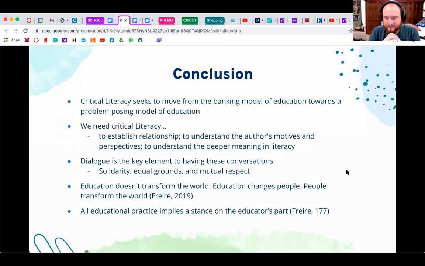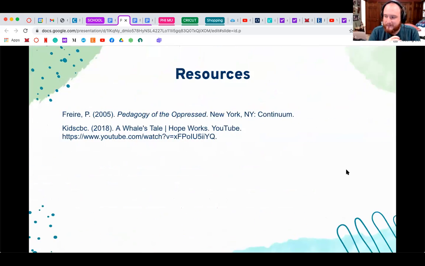And all education practice implies a stance on the educator's part. And I think this is so important to remind ourselves that everything we share in our classrooms and even in the hallways has an impact on the students, and they remember everything you're saying. So just remembering your stance in the classroom is very important for how it impacts your students. And these are our resources.